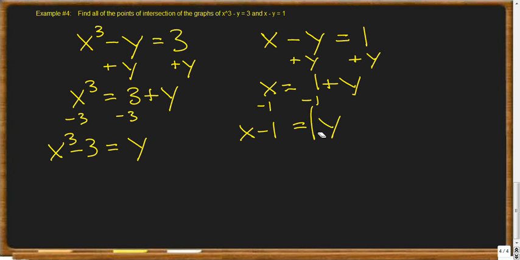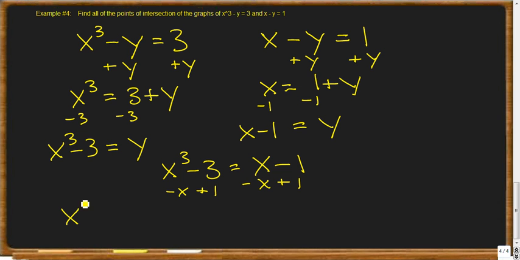So if I want to know where they meet, then it would be where x cubed minus 3 meets x minus 1. Now, I'm going to get it all on one side and set it equal to 0. That's going to be my goal. So I'm going to subtract x and add 1 to each side. And I'm going to get x cubed minus x minus 2 equals 0. And so I want to figure out where that is going to match.